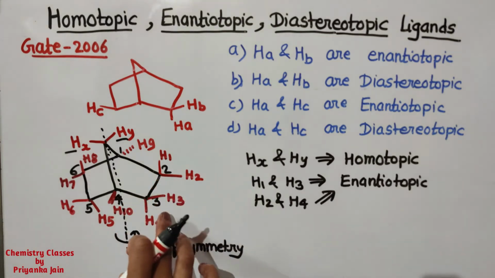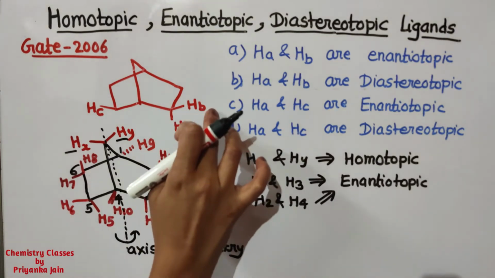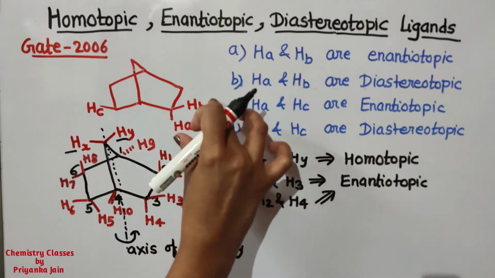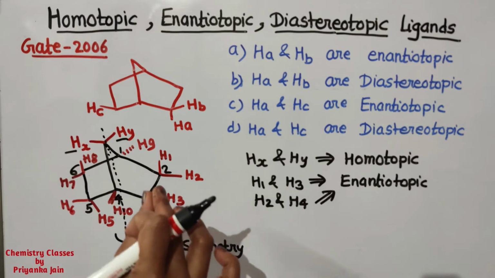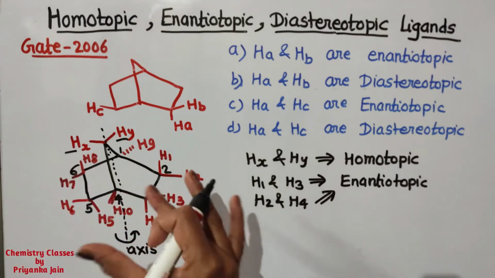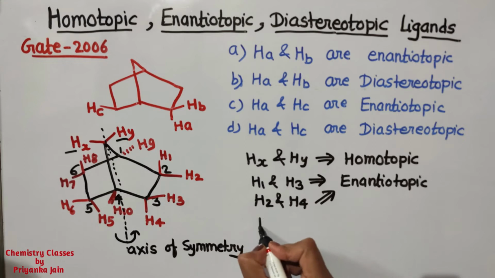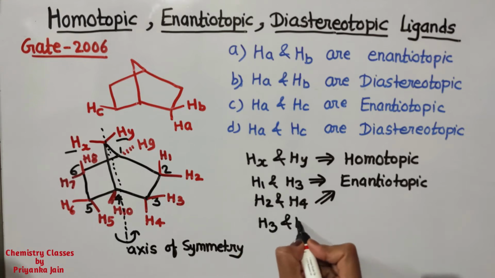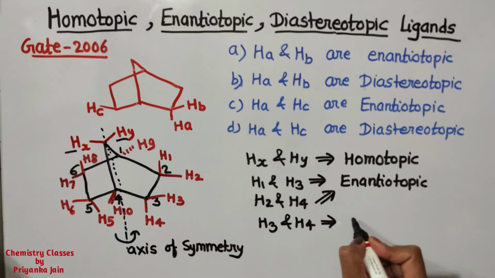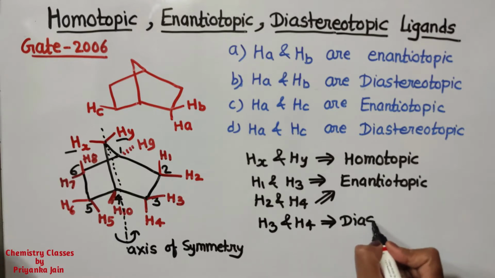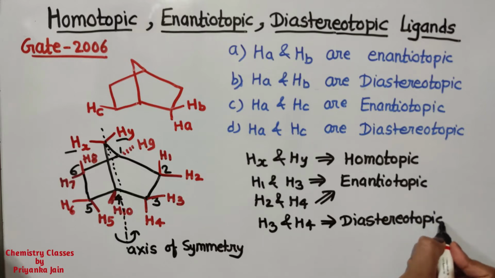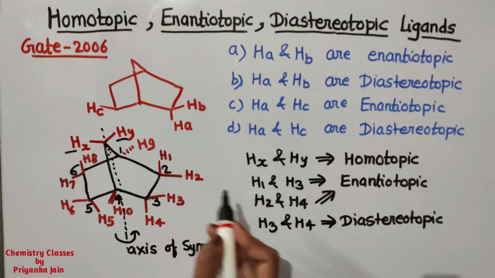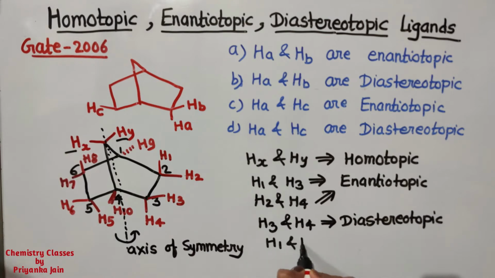Now, if we talk about H3 and H4, which is asked in this question paper, these two hydrogens are trans to each other. One is at the axial position and the other at the equatorial position. Since they are trans to each other, these are diastereotopic. Similarly, H1 and H2 will also be diastereotopic.